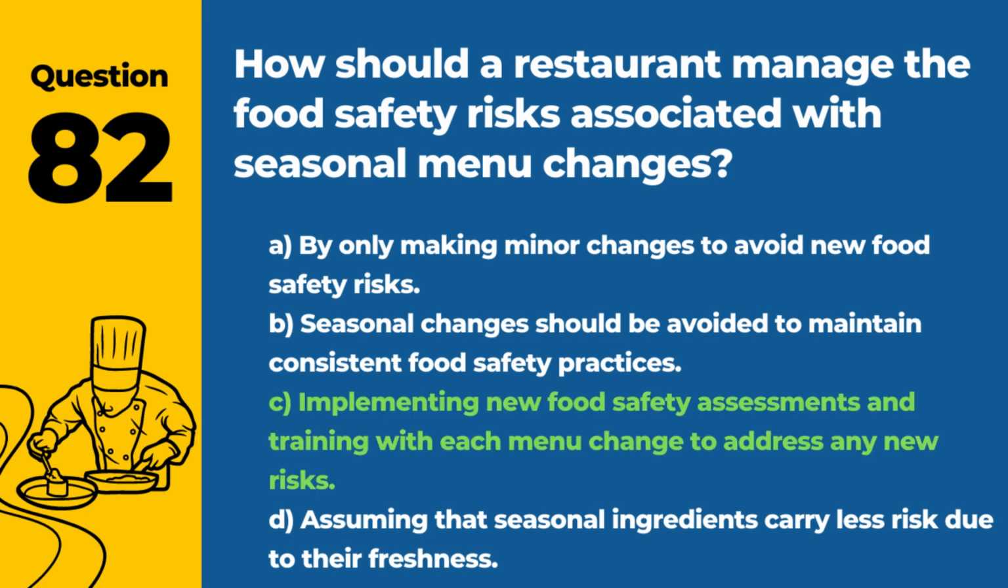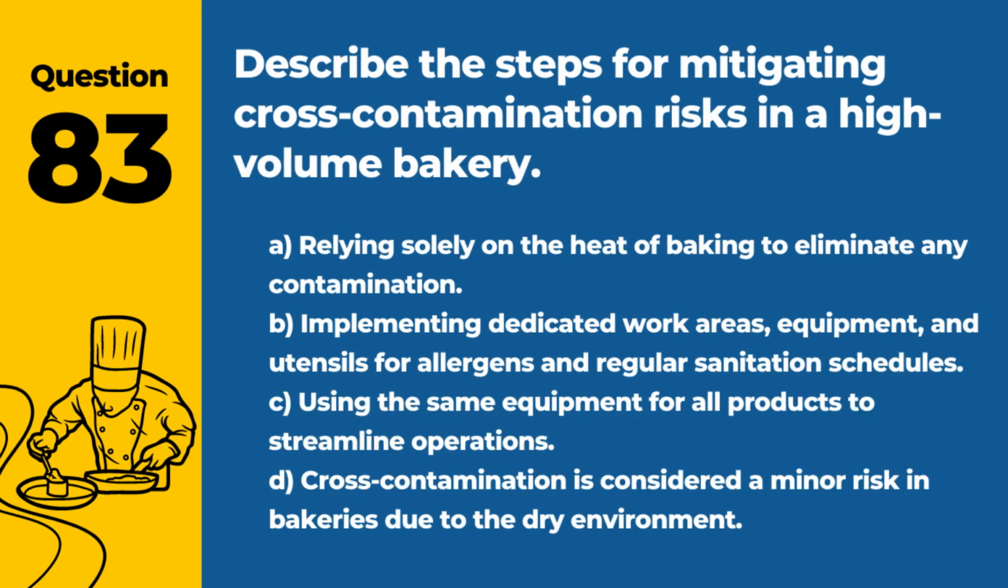Answer: C. Implementing new food safety assessments and training with each menu change to address any new risks. Seasonal menu changes require careful planning and adjustment of food safety protocols to ensure new ingredients and dishes do not introduce unforeseen hazards. Question 83. Describe the steps for mitigating cross-contamination risks in a high-volume bakery.